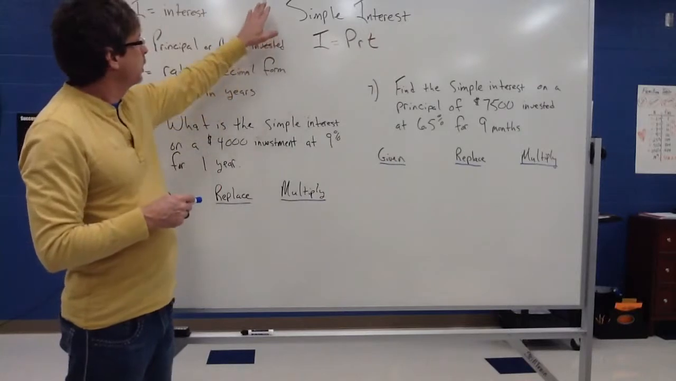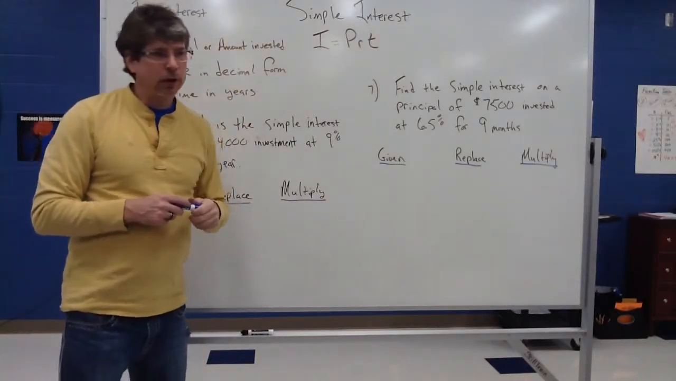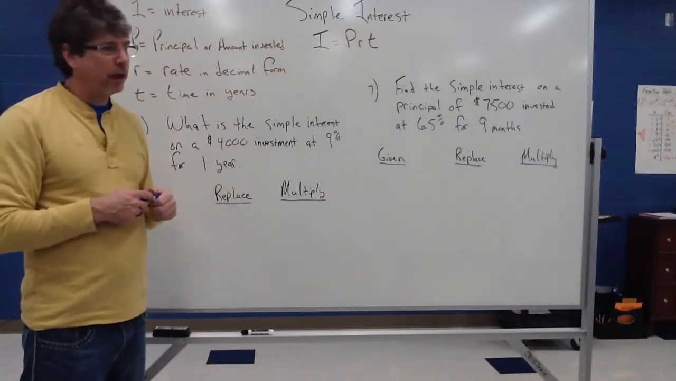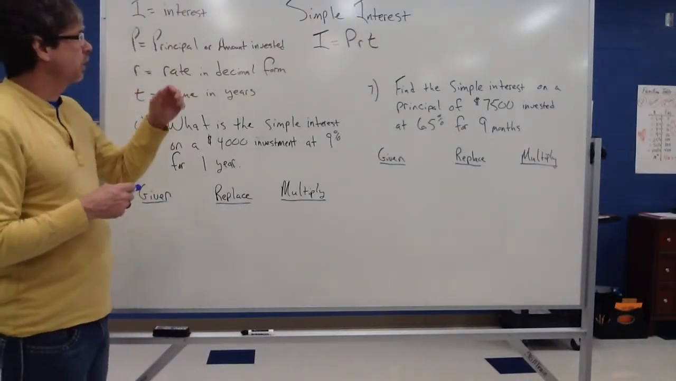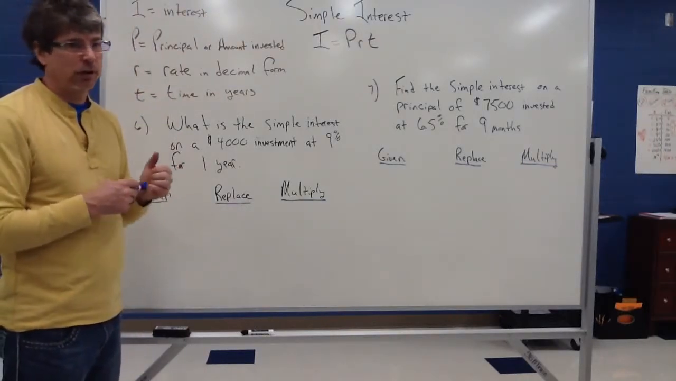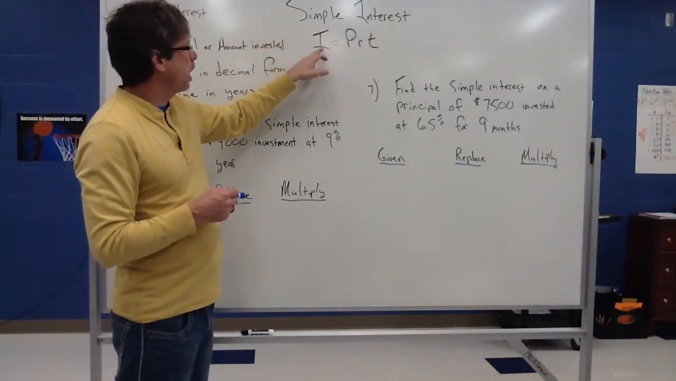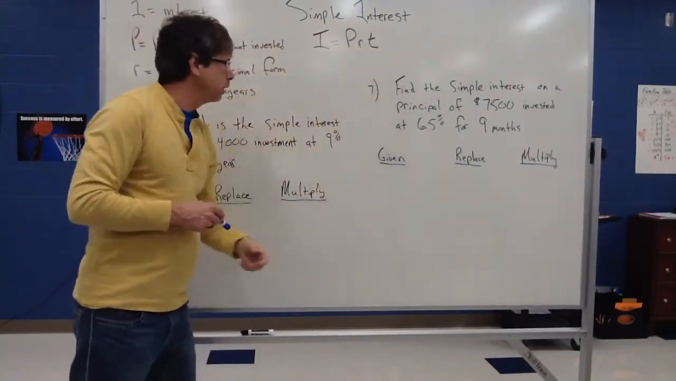Another type of percent problem is what we call simple interest. Simple interest is kind of the beginnings of investing in banks and stocks and things like that. You hear a lot of investment. Simple interest is just an introductory way of getting into investing. So simple interest is a simple formula: I is equal to P times R times T.